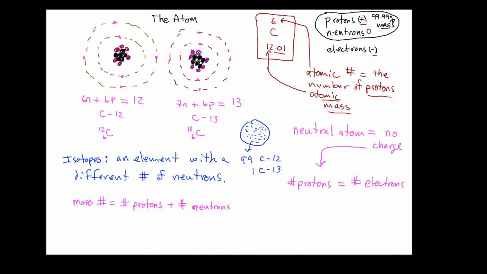So when we sum together the total masses of a sample of carbon, what's going to end up happening is we're going to get a weighted average. And that's where the atomic mass comes from, and that's why it's in the form of a decimal. All right? And with that, I'm going to go ahead and close the video.